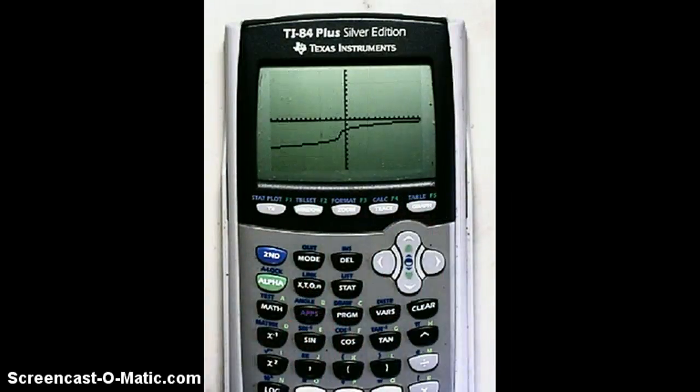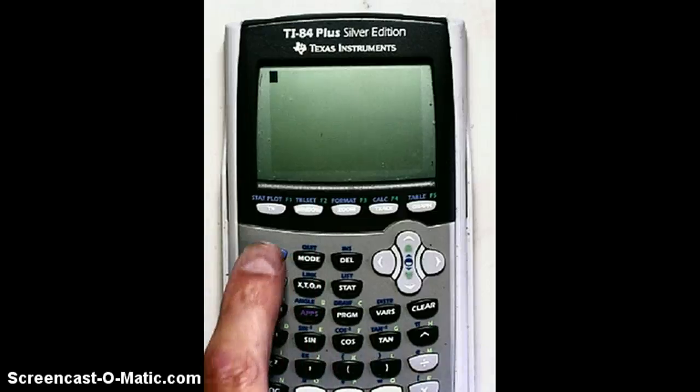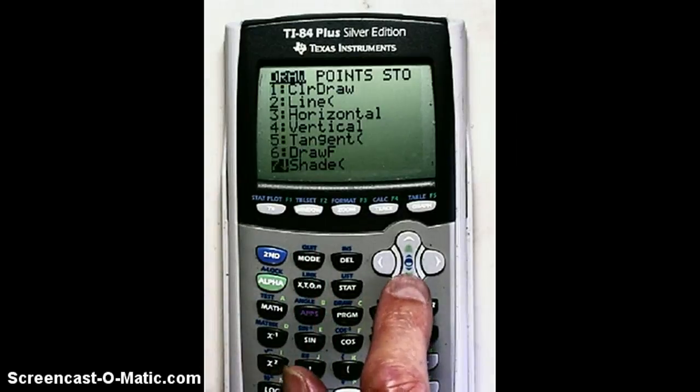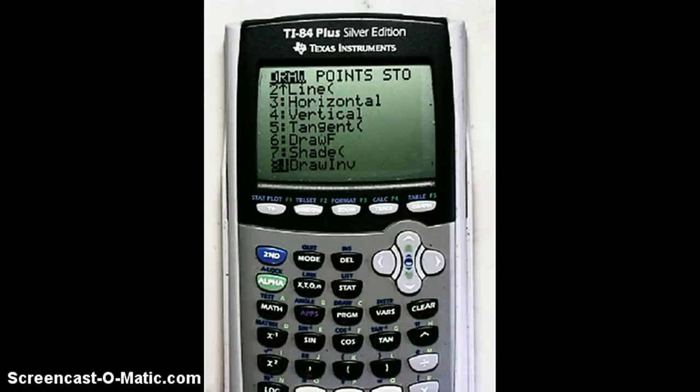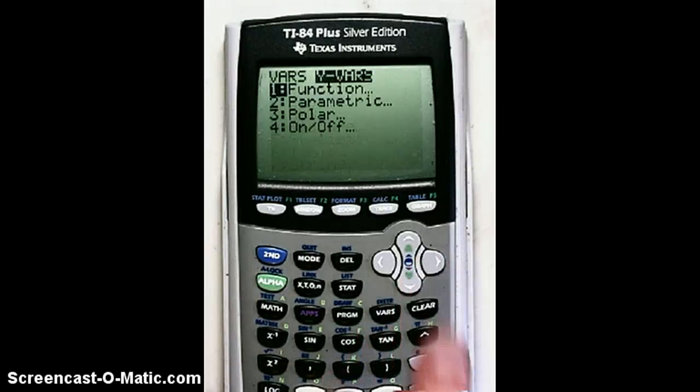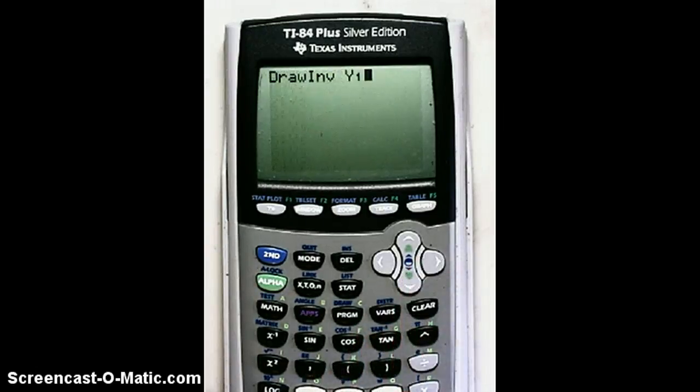Now, the question is can I draw the inverse? Yes, you can. Here's how you do it. You go to your draw, second draw, and you're going to go down here to draw inverse, and you're going to tell it to draw the inverse of function y1. You get to there by hitting the vars key, y1, so inverse y1. And lo and behold, believe it or not, okay, it'll draw the inverse function.